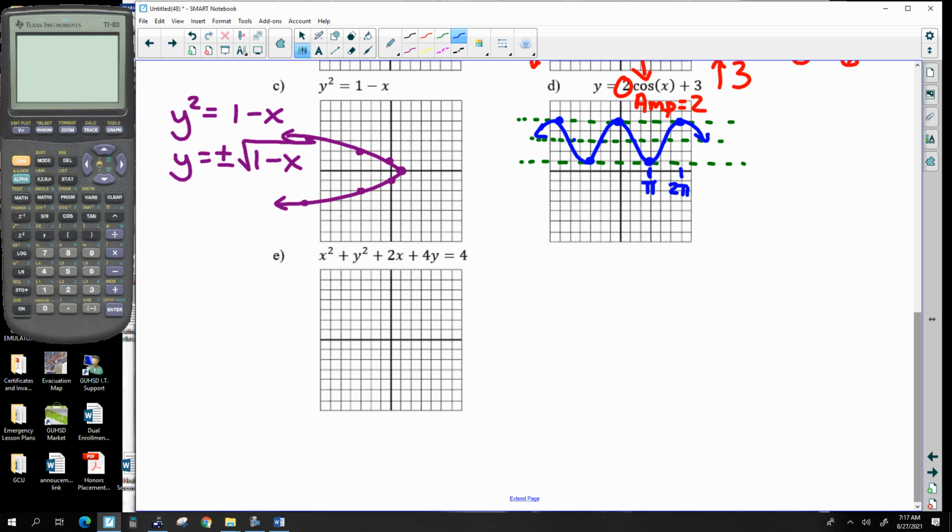Last but not least, this is a circle. What you kind of need to know is how to quote unquote complete the square. So if you need to pause the video and figure out how to complete a square, go ahead and do that. But this is completing a square. What I'm going to do is put the x's together: x squared and 2x. I didn't do anything, I just wrote them next to each other. What else I'm going to write next to each other is the y's: y squared and 4y equal to the constant.